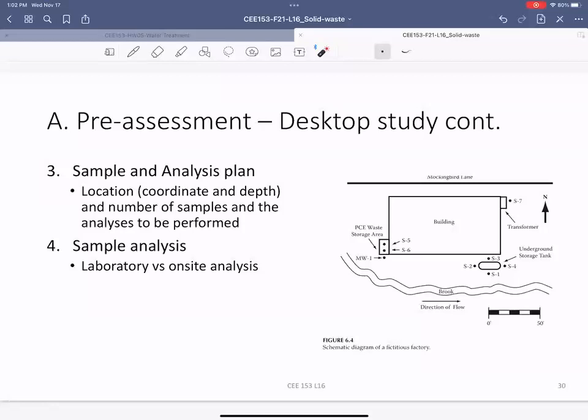So in the pre-assessment desktop study, what they do is look for all these sources and different things. They brainstorm it. This is the site I have to go to. These are the things I have to take. This is where I have to take them. So this is something you brainstorm right inside your office.